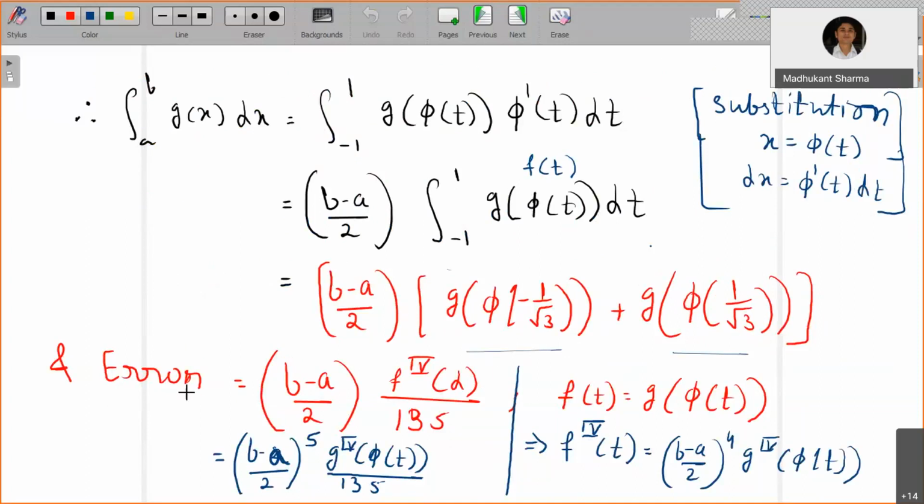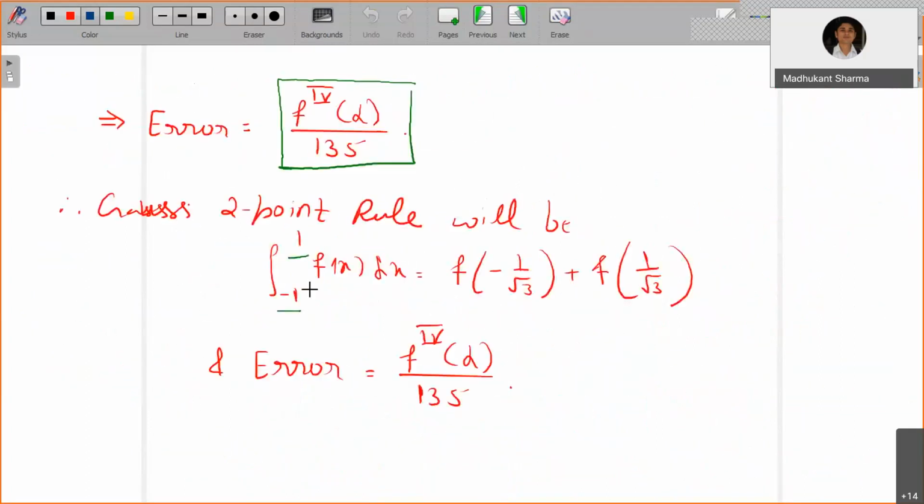Now if you look at the error term, what was the error term? It was f fourth derivative at t by 135, if you recall from the previous slide. This was for f defined over the interval -1 to 1. Then the error formula is the fourth derivative of f at some point inside the interval -1 to 1. Now, if we want to write the error formula on the integration interval a to b, then the integrand is taken as the f function, which you differentiate 4 times and substitute.